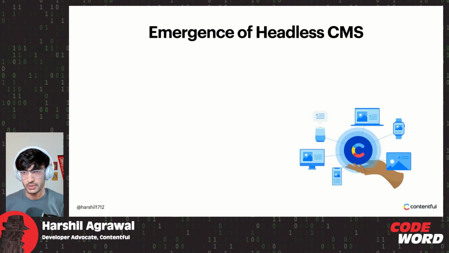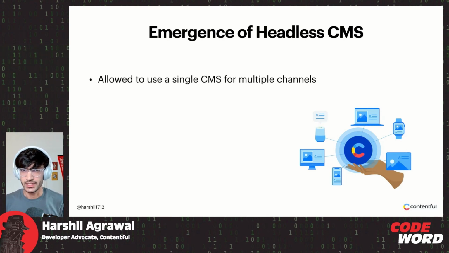All the content that your marketing team manages is on a platform which can be connected to your front end via an API, which means that now you can use one single platform and publish this content to any channel that you want.